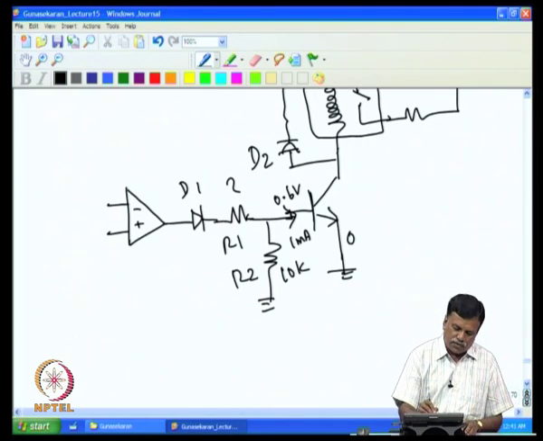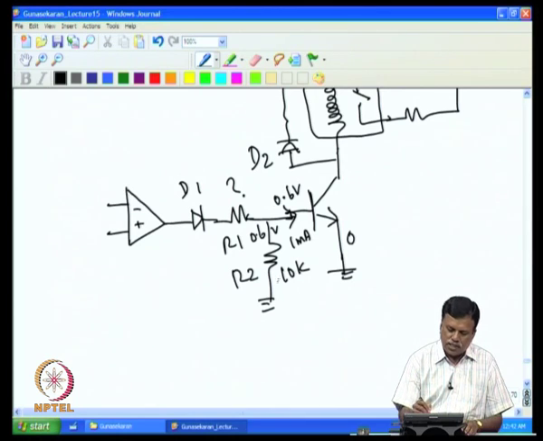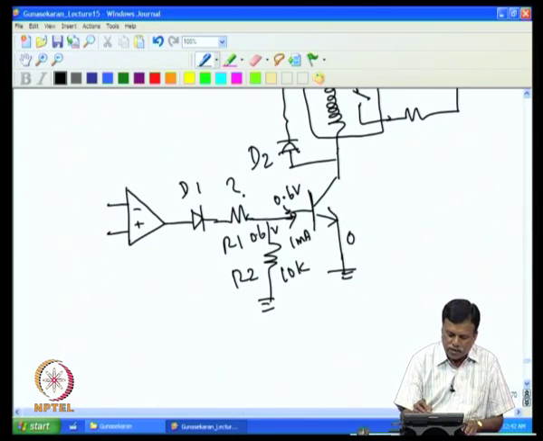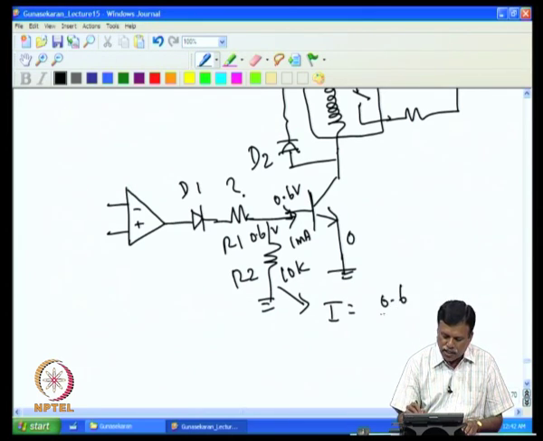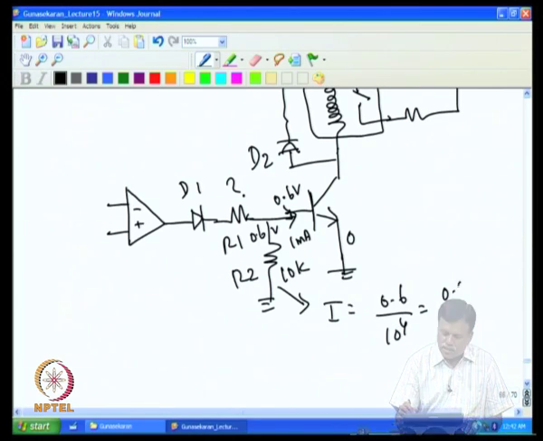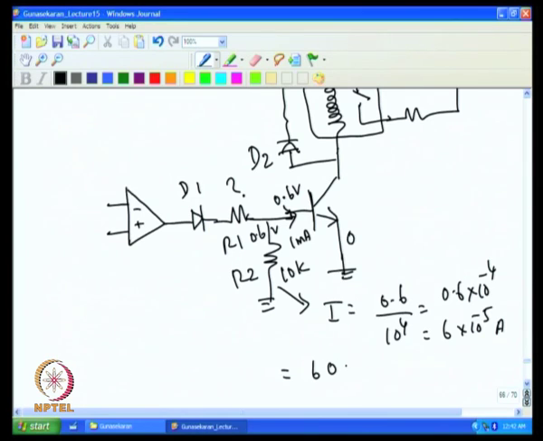Because this resistance is 10K now, and we have decided on this value. This voltage at this point is 0.6 volt, so the current through this is 0.6 by 10K. The current here would be 0.6 divided by 10 power 4, that will be 6 into 10 power minus 5 amps, equal to 60 microamps, or in milliamps, 0.06 milliamps, that is the current flowing when it is on.